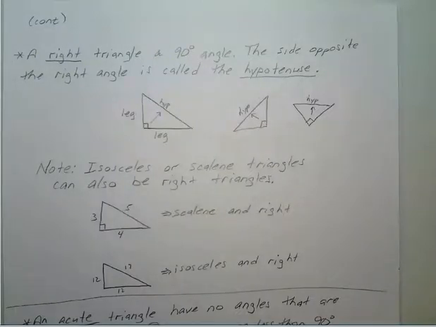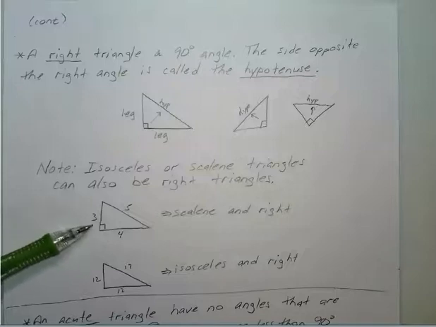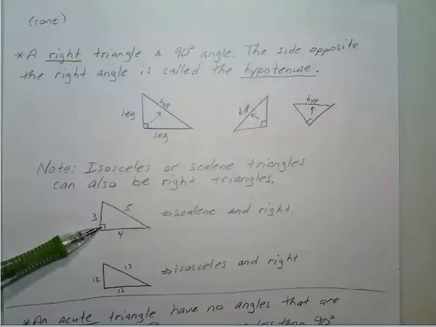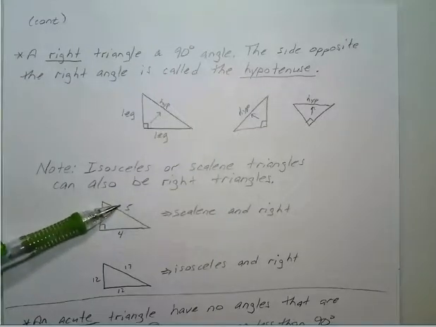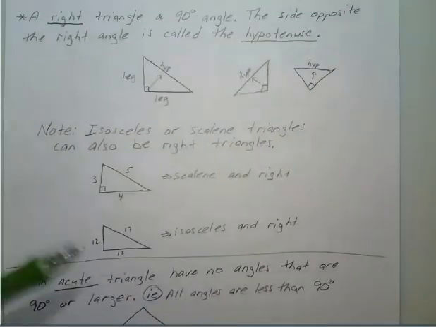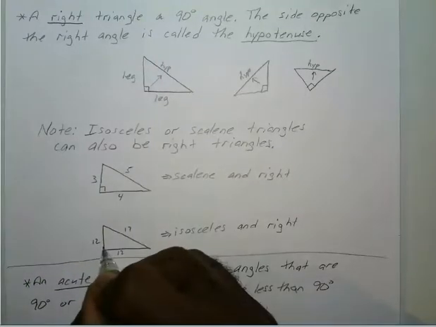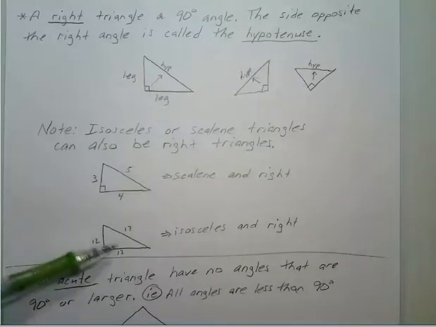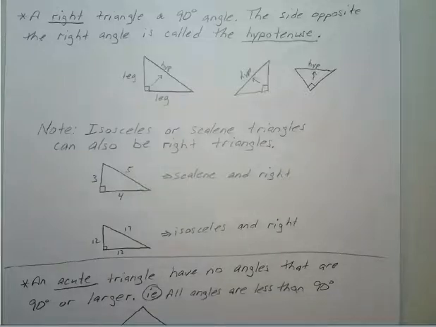Now, it is possible for a triangle to be more than one type. Let's look at these two examples. You have a right triangle that is also a scalene triangle. It's a right triangle because it has a right angle, but all the sides are different lengths. Then this triangle has two sides that are the same, but it's also a right triangle. So it's an isosceles triangle and a right triangle at the same time. So it is possible for a triangle to be more than one.